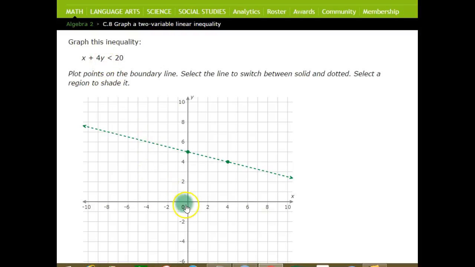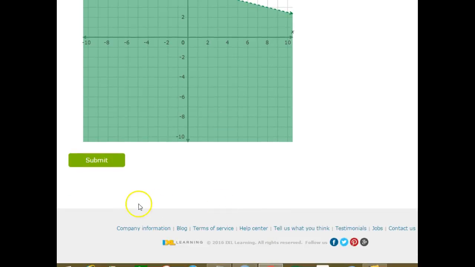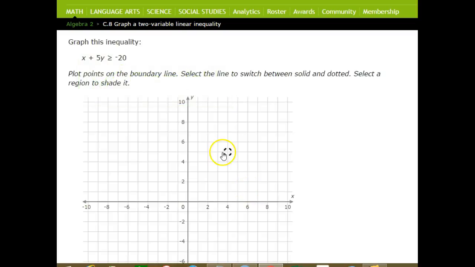But just to check, I'm going to put the 0, 0 into here. I'm going to put 0 in for x, 0 in for y. I'm going to get 0 plus 0, which is 0, is less than 20, so that's true. So I'm correct when I shade in the bottom. Let's make sure. Great job.